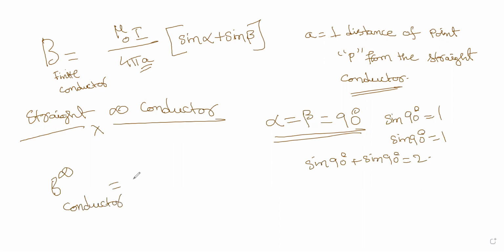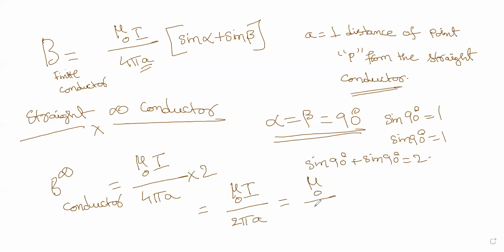B for the infinite conductor is mu naught I by 4 pi A into 2. This formula is remembered in two ways. One way people remember it is mu naught I by 2 pi A. The other way is mu naught by 4 pi into 2I by A. Sometimes this is comfortable, sometimes that is comfortable. No problem anyway, you can use either one, no issues.